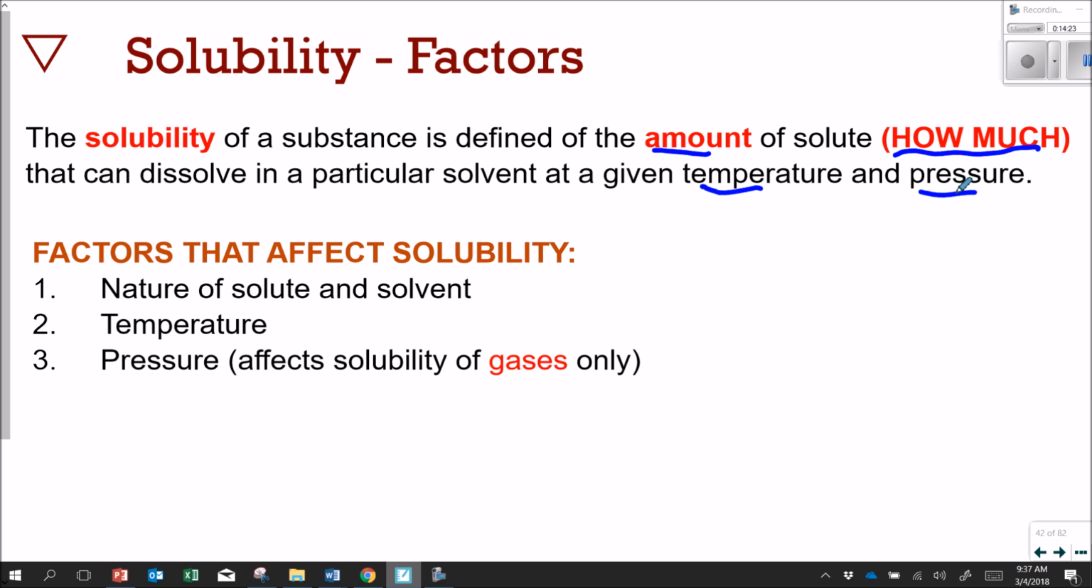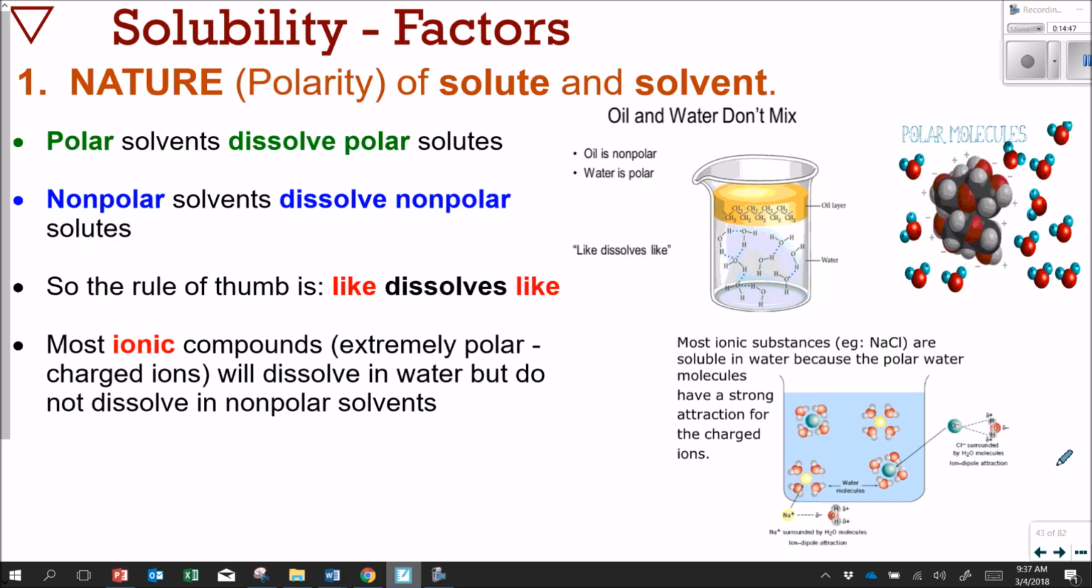There are several factors that affect the solubility. The first one is the nature of the solute and the solvent, then the temperature, and finally the pressure. And pressure only affects gases. So let's look at the nature or polarity of a solute and solvent.